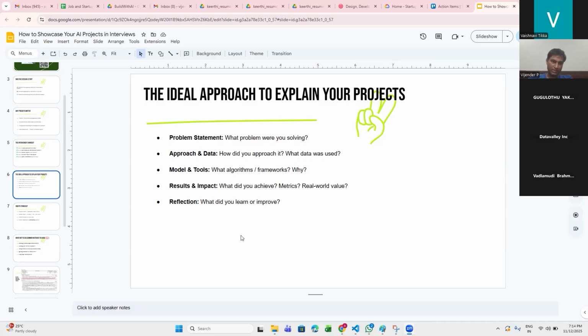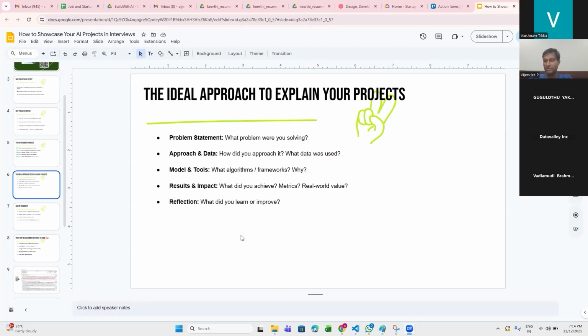Then the reflection, right? You also should say what did you learn or what did you improve. Now, for every project, if you have this kind of structure, it's very structured when you're explaining your thoughts. And when you put it on your resume, also put it in the same manner, correct? Make sure that all of these points are covered in your resume too for that particular project.